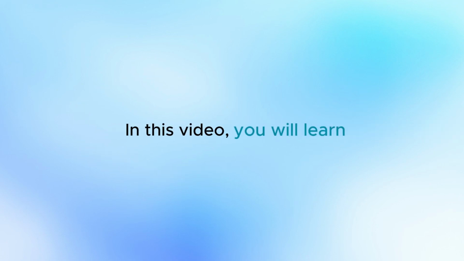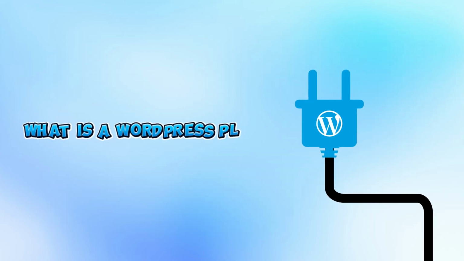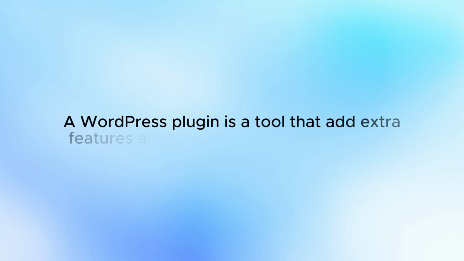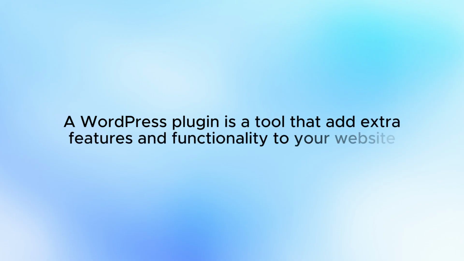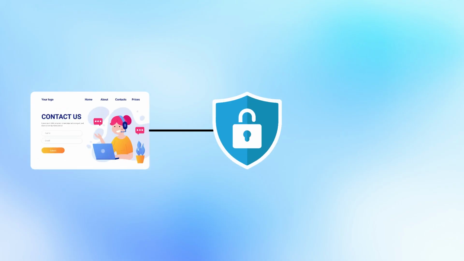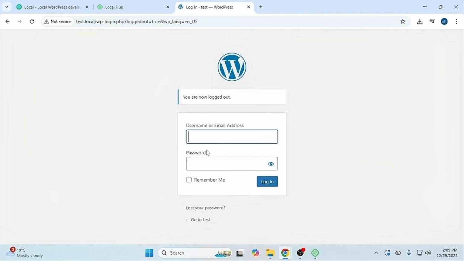In this video, you will learn how to install a plugin in WordPress step by step. What is a WordPress plugin and how do you install one? A WordPress plugin is a tool that adds extra features and functionality to your website. Plugins allow you to add things like contact forms, security features, SEO tools, and performance improvements without writing any code. So, how do you install a plugin in WordPress?